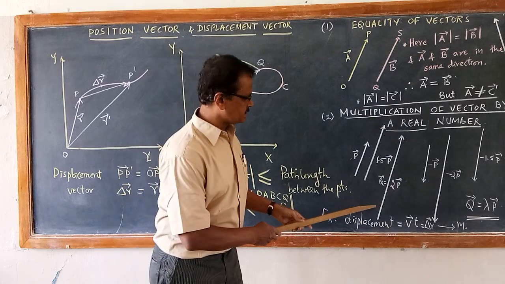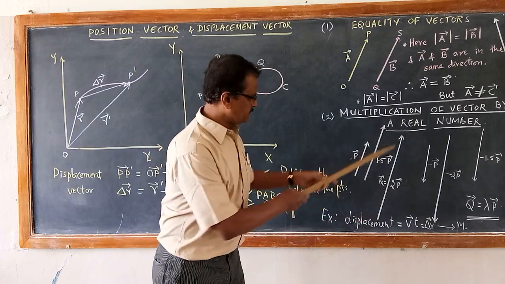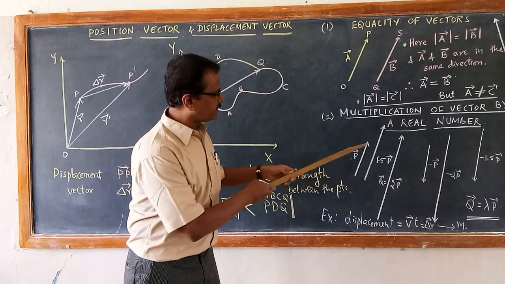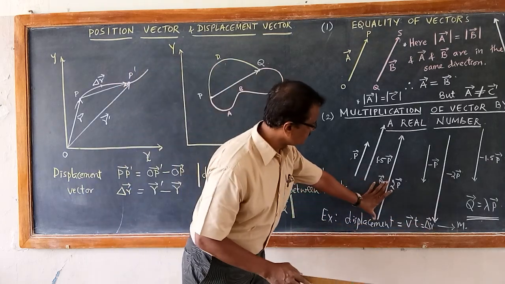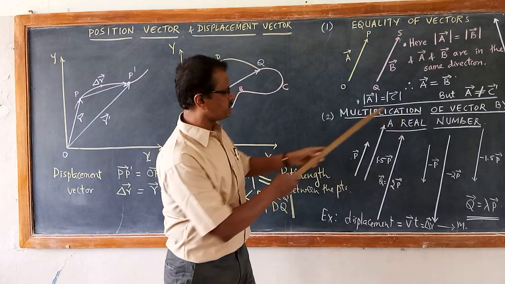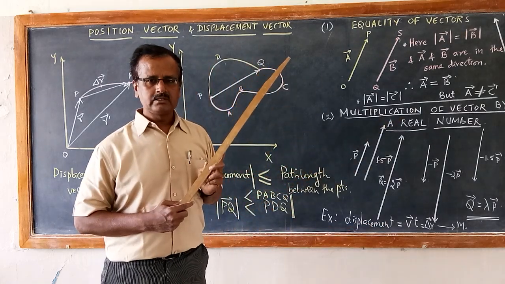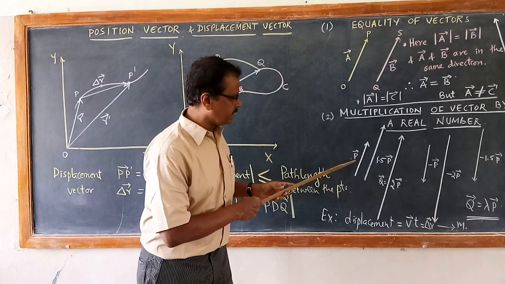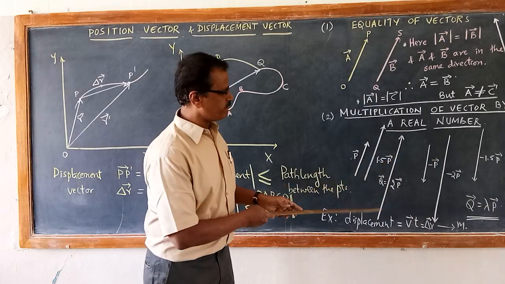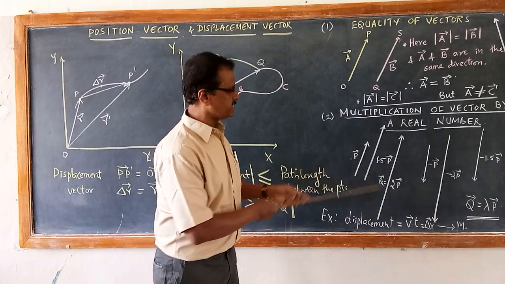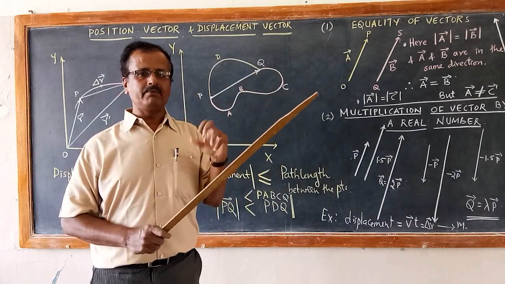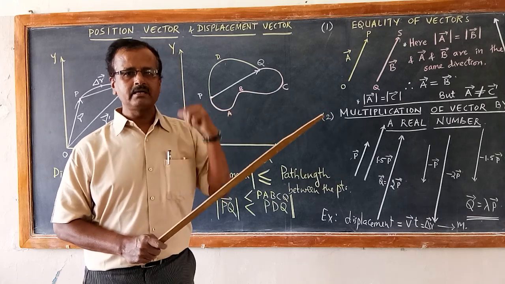Now you see the second case. This is vector q. This vector q is of magnitude 2 times vector p, and it is also in the same direction as that of vector p. So if you multiply vector p by 2, we get another vector q, which is of magnitude 2 times p but having the same direction as that of p. So this is the meaning of multiplying a vector by a real number.